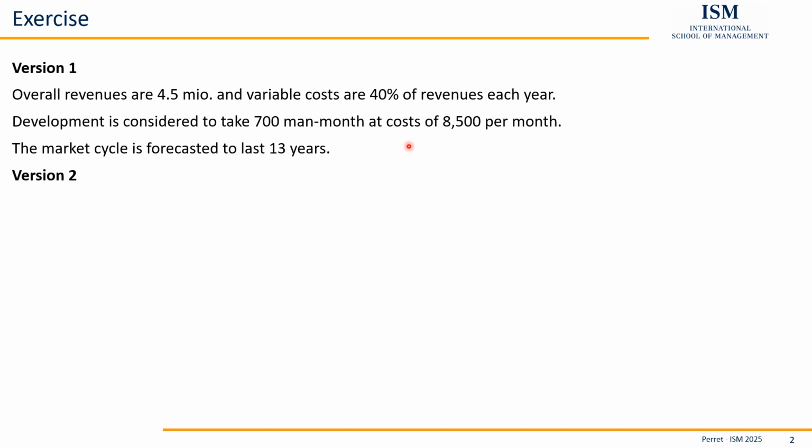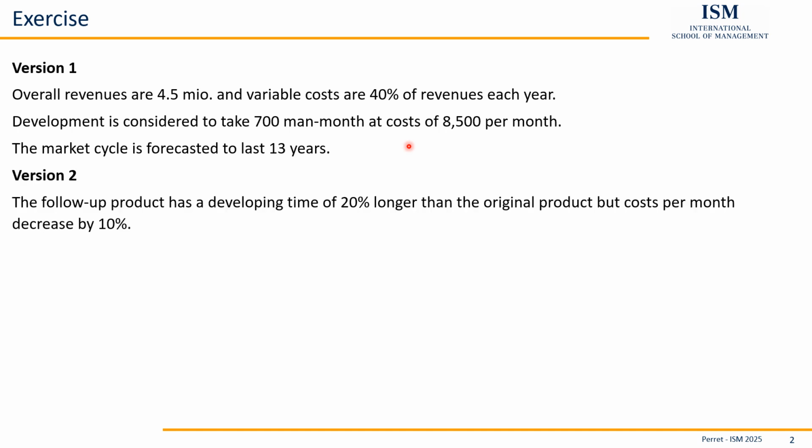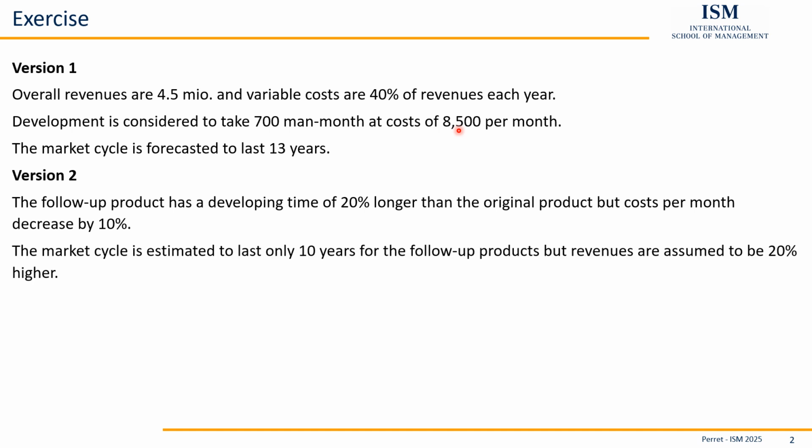Then we have the follow-up version 2, which has a developing time 20% longer than the original product, but cost per month would decrease by 10%. So the 700 would increase by 20%, so it has to be multiplied by 1.2, but the cost would decrease by 10%, so it has to be multiplied with a factor of 0.9.